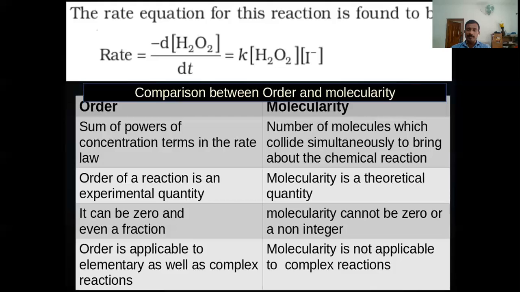In the case of order, it can be zero, fractional values, or integral values, whole numbers. But molecularity cannot be zero. Molecularity cannot be fractional numbers. Molecularity is always an integral number. Order is applicable to elementary as well as complex reactions. But molecularity, as we already mentioned, for complex reactions is meaningless, not applicable. So these are some of the comparisons between order and molecularity.